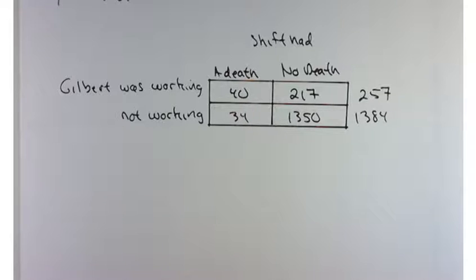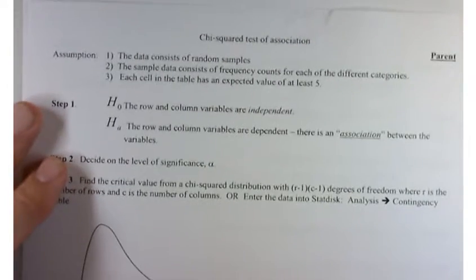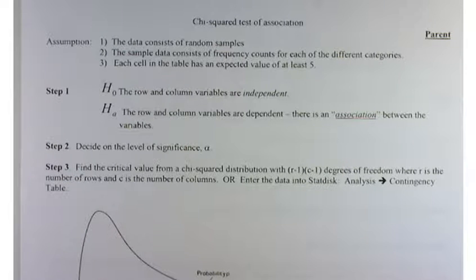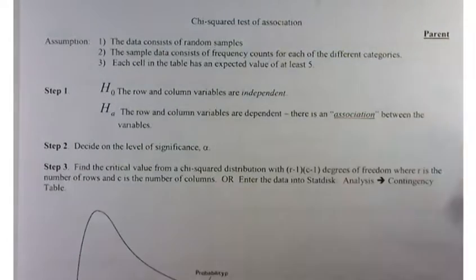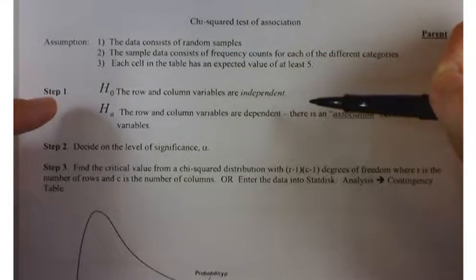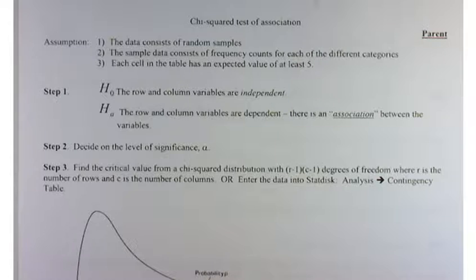So this is on the back side of your handout. Chi-square test for association. And what this does is it helps us decide whether or not two variables are independent or are they associated. And that's all we can decide. So we can't say that the one necessarily causes the other, which is an important distinction.